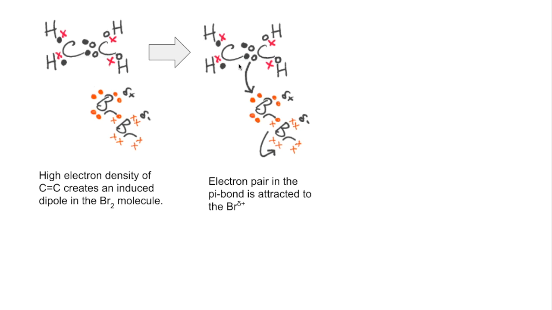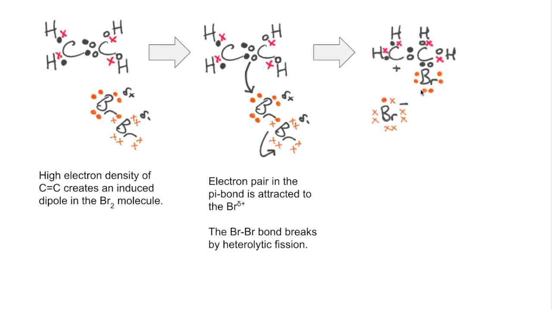Because of that, the electron pair in the pi bond is attracted to the slightly positive end of the bromine molecule, so the Br delta plus. And what that does is it repels this pair of electrons between the bromines completely onto this one and breaks the bond, and that's known as heterolytic fission. That's basically because this bromine here receives both of the electrons from the broken bond. This bromine here receives none of them.